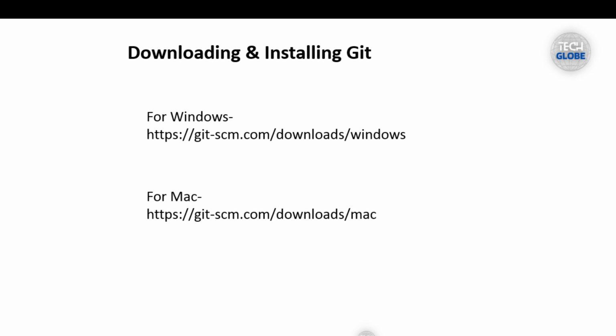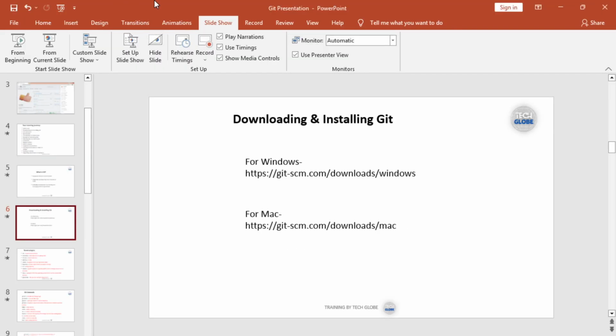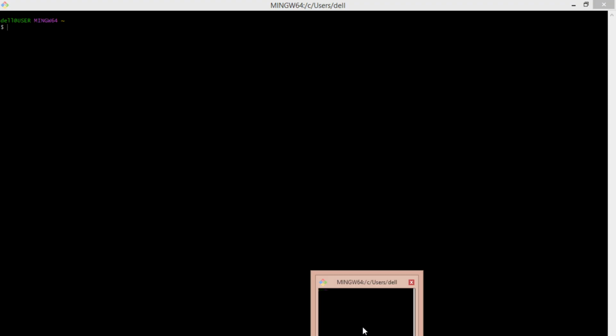I have a full tutorial on how you download and install Git on your system. I'll link it in the description of this video. You can go through that tutorial and it's going to show you how to download Git. Then once you have that, you can come back, and if you downloaded it, it's going to look like this.